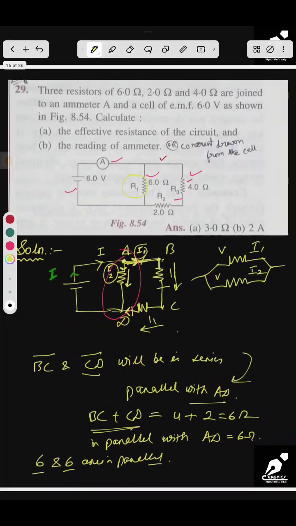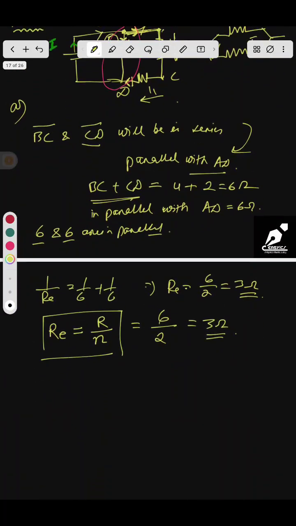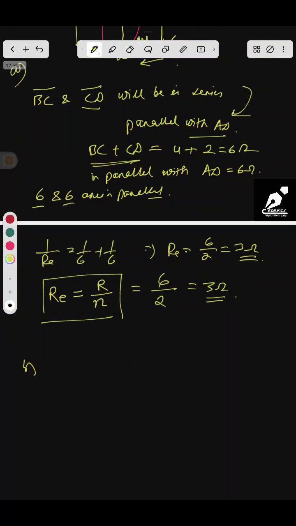That is the answer number A, 3 ohm. What is the reading of the ammeter? And obviously, what does an ammeter read? Ammeter reads current. Ammeter measures current.